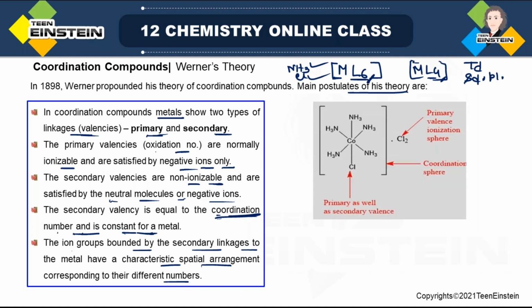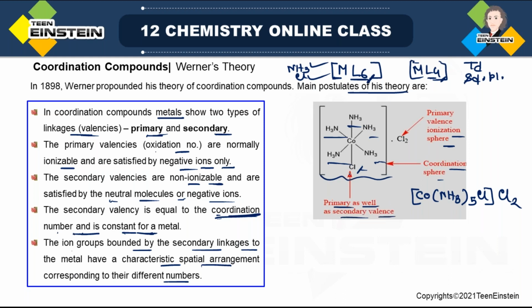So here we have an example. If I write the molecule in this way, see, there are a total of 5 ammonia, 1 Cl inside the third bracket, and 2 Cl minus outside. So this is the primary valence or ionization sphere. Basically, this moiety is the coordination sphere. The outside atom or group that is present will be known as the ionization sphere. And all these 5 ammonia and 1 chlorine are secondary valence, and the chlorine is primary as well.